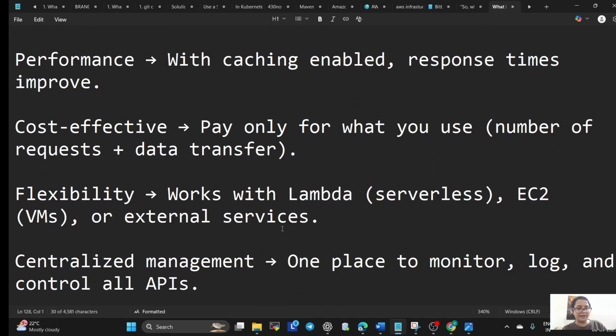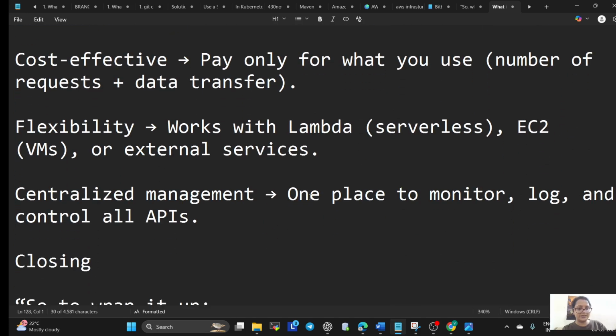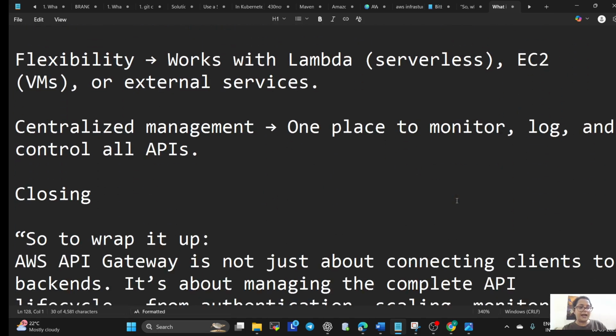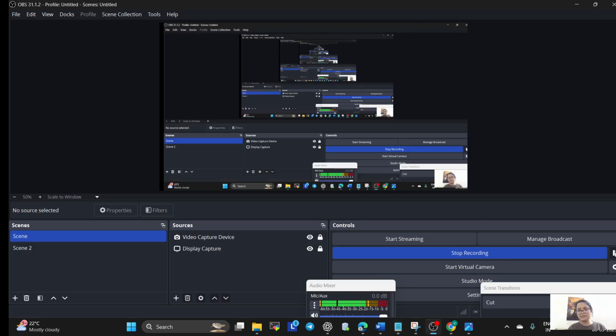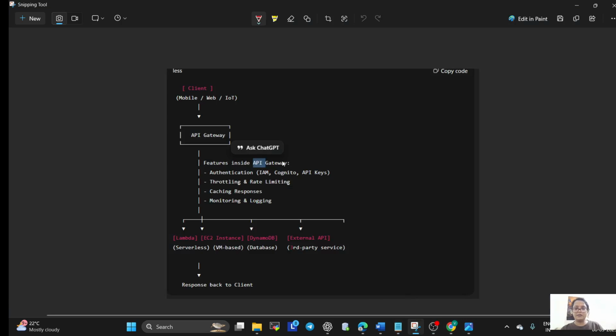Flexibility, works with Lambda, EC2. Centralized management, one place to monitor. And that part we discussed. So now we are going to wrap up. But before that, see the diagram. This diagram I'll also upload if people ask us.